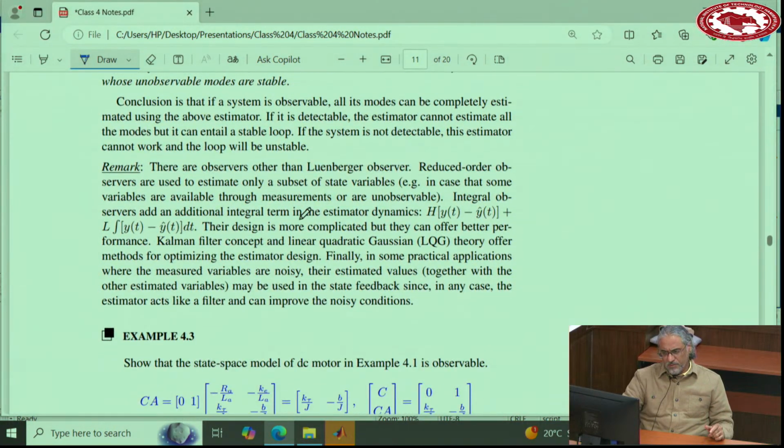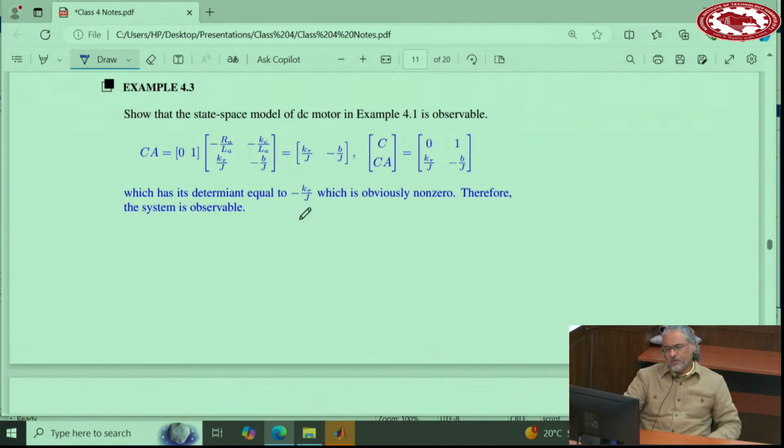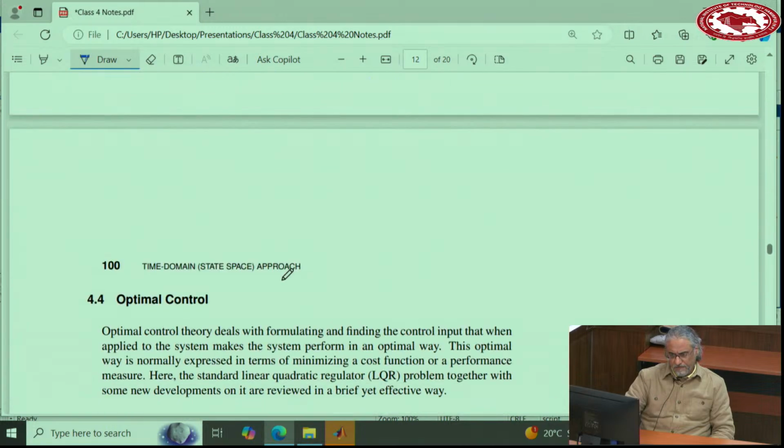Control terminologies. Okay. Example, for instance, the DC machine: if you form C and CA, it becomes this matrix. The determinant of this matrix is negative k tau over j, which is non-zero, so this system is completely observable. Okay, so that's a short discussion about state estimation.